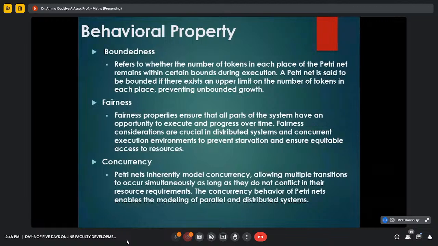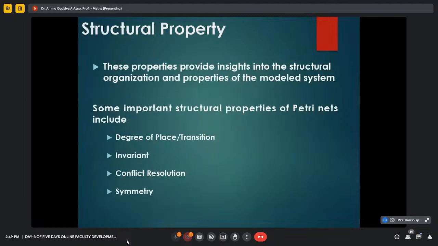And concurrency, as I told you, Petri nets help us to model concurrent systems also. Here, concurrency allows multiple transitions to occur simultaneously. That is, if we have many transitions simultaneously, all the transitions can fire if they are enabled, if they have a proper input. So that can be checked using this concurrency property.